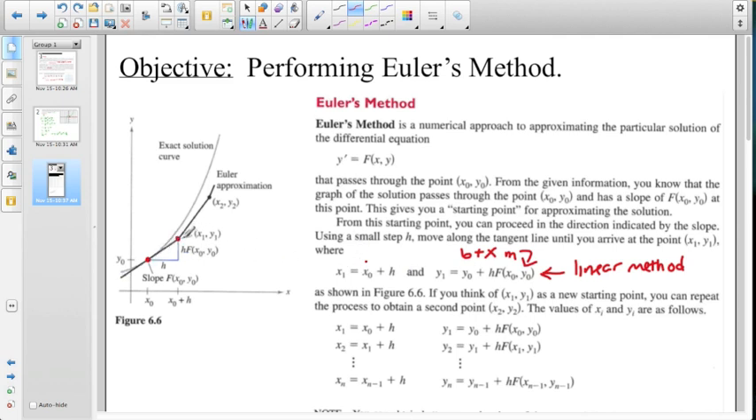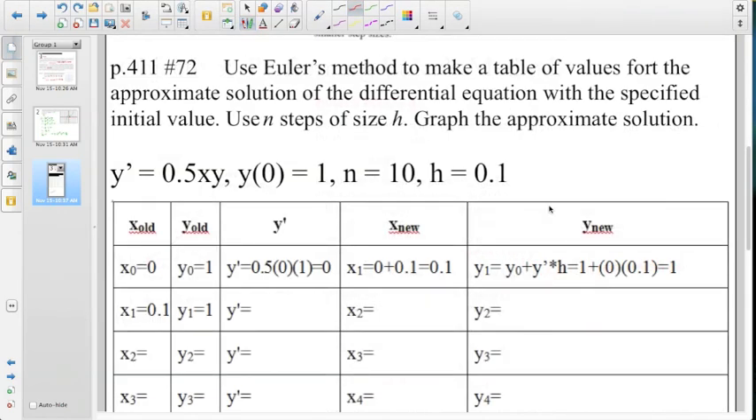As you can see, we have these lines that closely follow the exact curve, but are not exactly on the curve, which is why we call this a linear approximation, because it is made up of very small line segments from one point to the next.